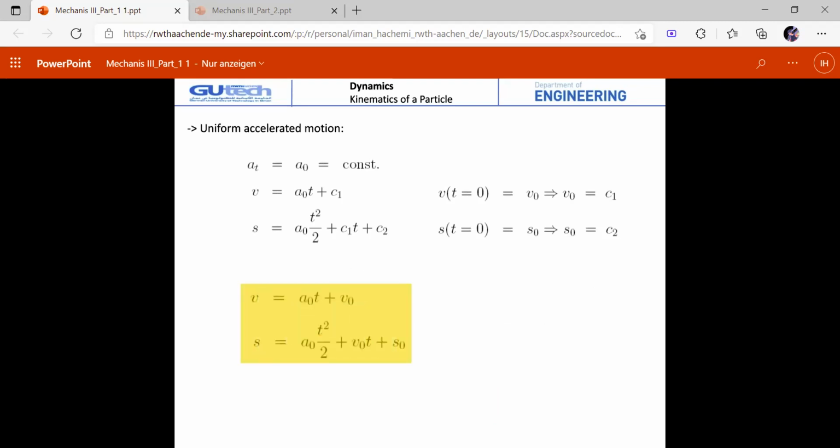In contrast, for uniform accelerated motion, where at is constant, equal to a0 at time t0, the velocity is the integral, with this constant of integration c1, and we integrate the velocity to get the position s with respect to the initial condition at time t equal to 0. Then in this case, we get the following terms.